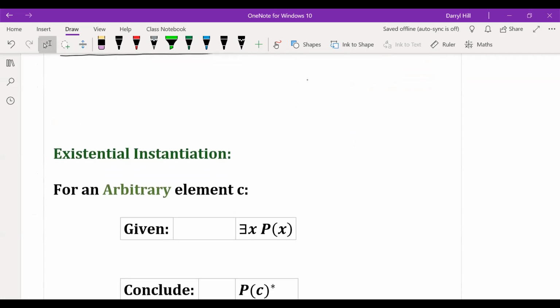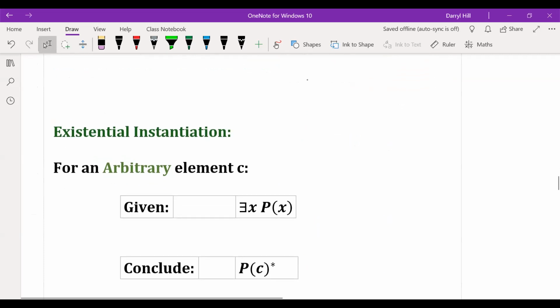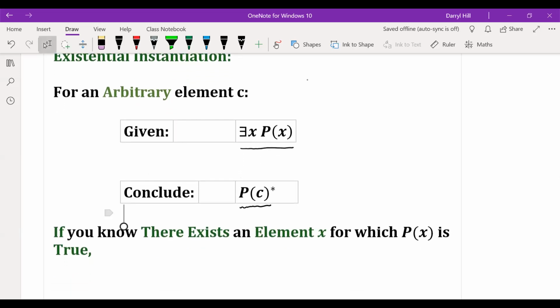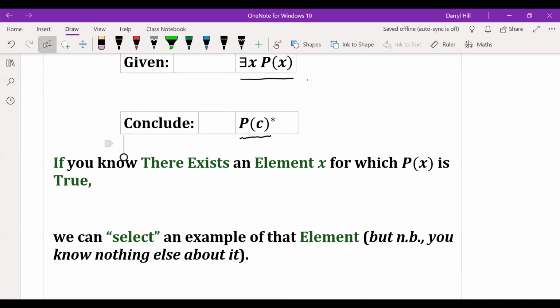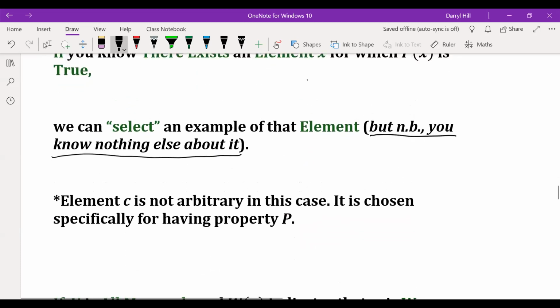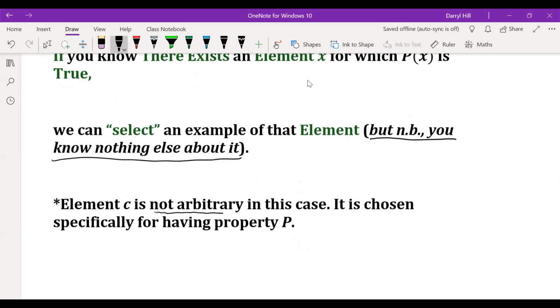Existential instantiation. So for an arbitrary element C, if I say there exists an x such that P of x is true, then I can take that example and conclude that for this specific example, P of C is true. So we can select that example of the element, but note, we know nothing else about it. There are no other facts about it other than whatever this predicate is. So element C, it's not arbitrary in this case. It is chosen specifically for having the property P.